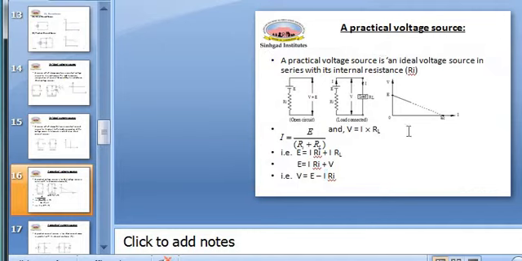You can see here the current is changing from 0 to maximum value. As we increase the load, the current will increase. As the current increases, this factor I Ri will increase. Since E is constant, the output voltage will reduce. You can see here at 0, the voltage is nothing but E, the supplied voltage. As the load increases, the current increases and this voltage reduces. When the current becomes maximum, the voltage will become 0.